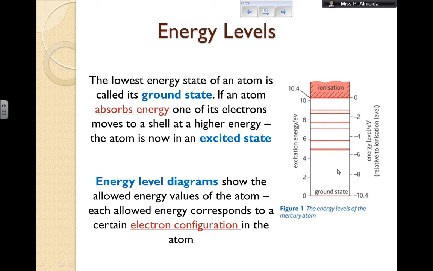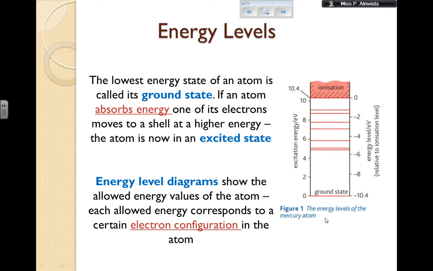This particular element, in this case, is mercury. So this is going to be different to other atoms. And as you can see, they are very specific. The electron is either at 0 or at, let's say, 4.8, 5.9. They are very specific to that particular element, all right? I know that I'm saying this over and over again, but this is so important.